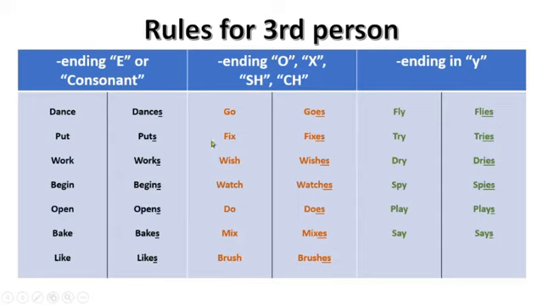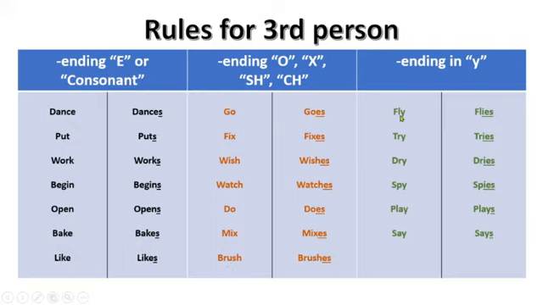Now, in the second rule, we have verbs ending in o, x, sh, or ch. If you have a verb ending with one of these, we have to add es at the end of the verb. For example, we have go, goes, fix, fixes, wish, wishes, watch, watches, do, does, mix, mixes, or brush, brushes. It's very important, this rule.